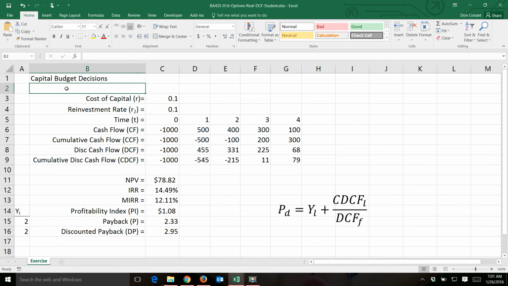That's how you use Excel to solve for real options using the various discounted cash flow methods.